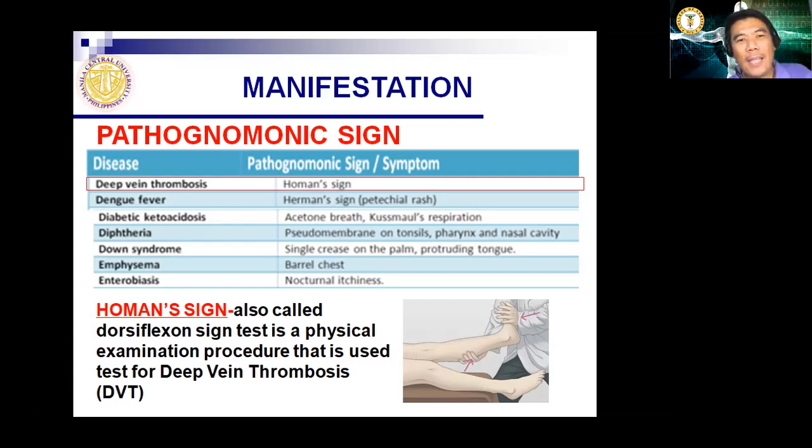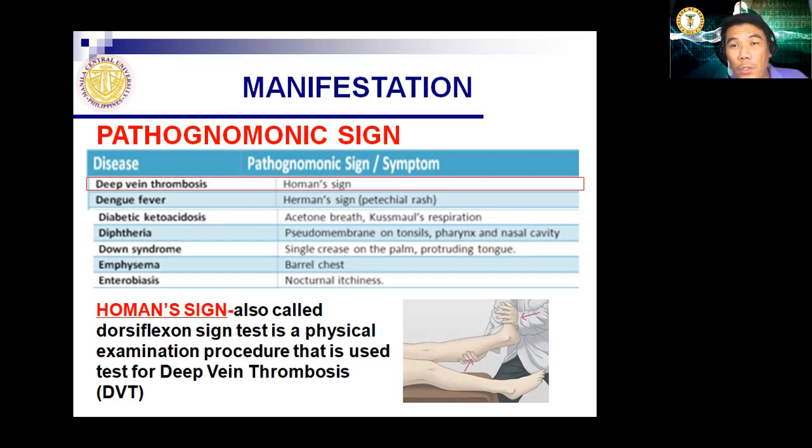Next, enterobiasis. Enterobiasis is usually a problem with nocturnal itchiness. What do you mean by nocturnal? Usually at night. It only occurs at night, and the itchiness is not controlled anymore, so it's very irritating. Enterobiasis, just like amoebiasis, affects the intestine. However, enterobiasis is what you call a pinworm infection. For amoeba, obviously, it's amoebiasis. And we all know for amoebiasis, we have the description of the stool, right?